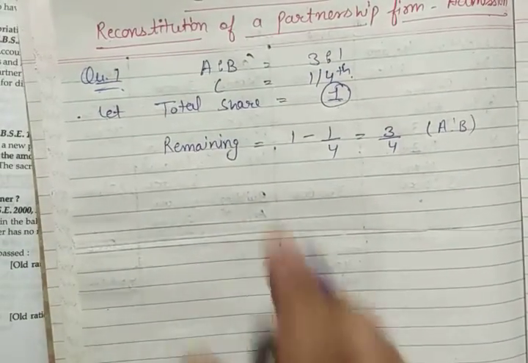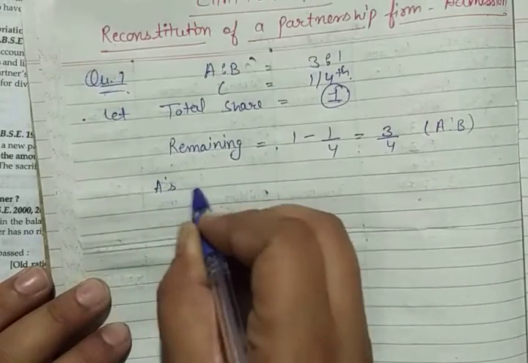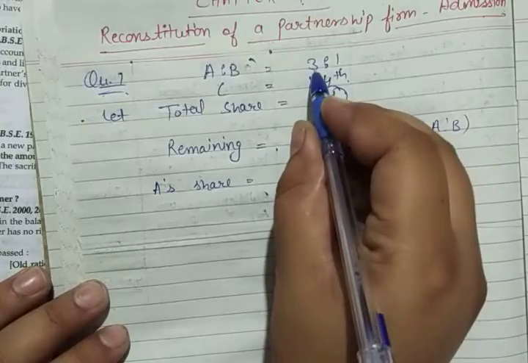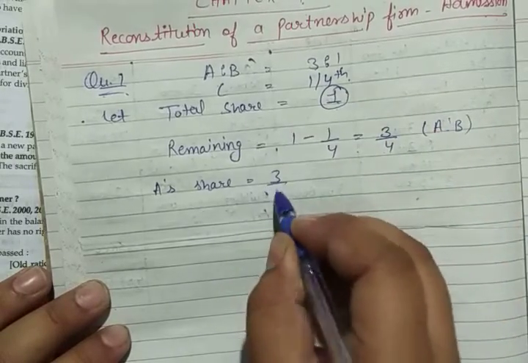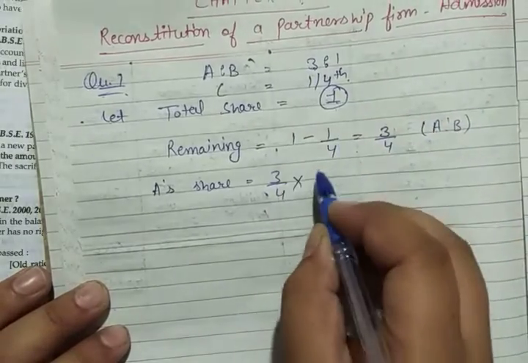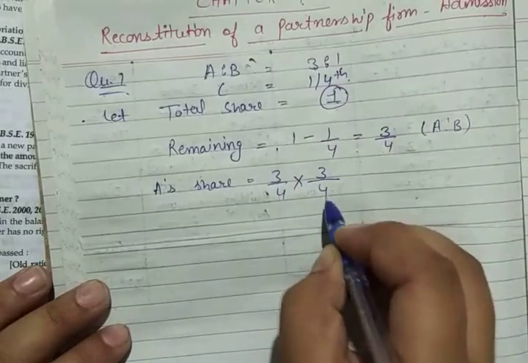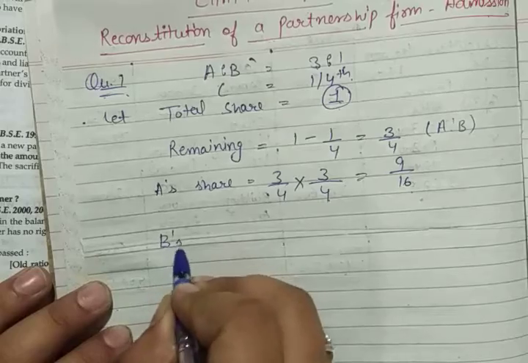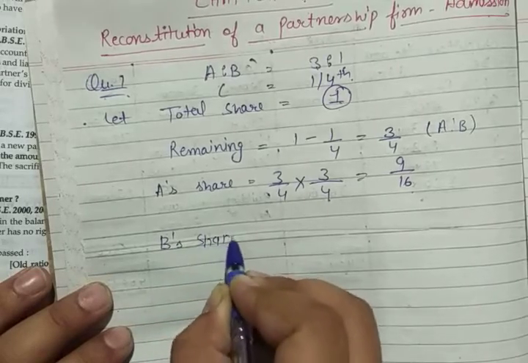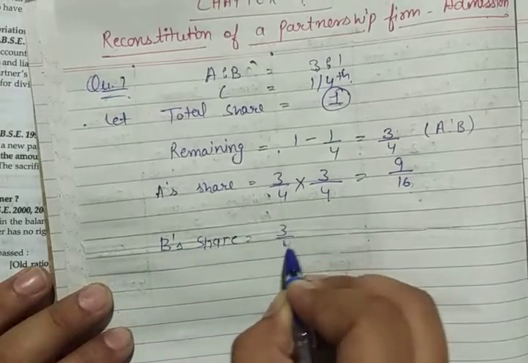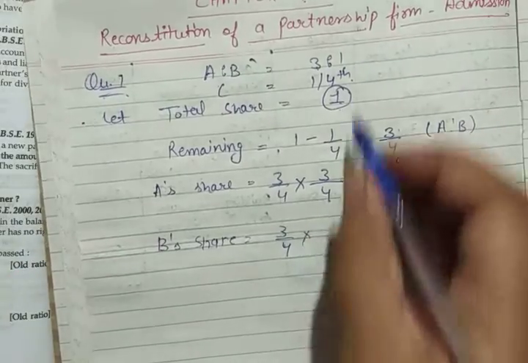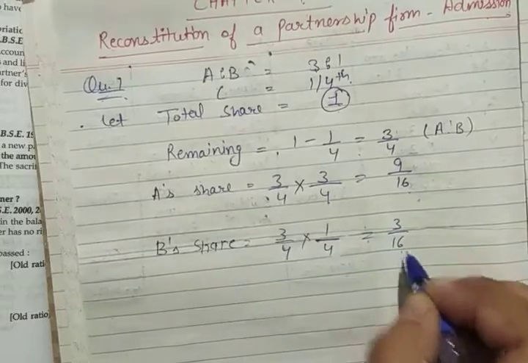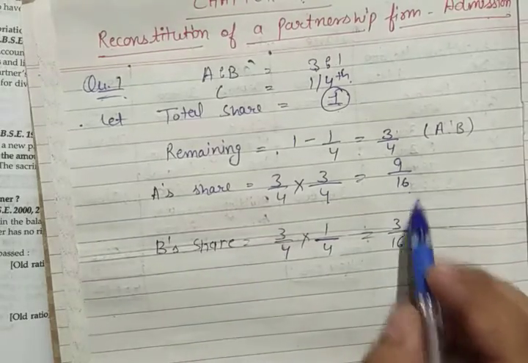How will it be? Now we will write A's share is equal to 3/4. Firstly write it. Multiply 3 by 3 plus 1, 4. It becomes 9/16. Similarly for B, B's share will be 3/4 into 1/4. This becomes 3/16. And now we have 16 in both the cases.